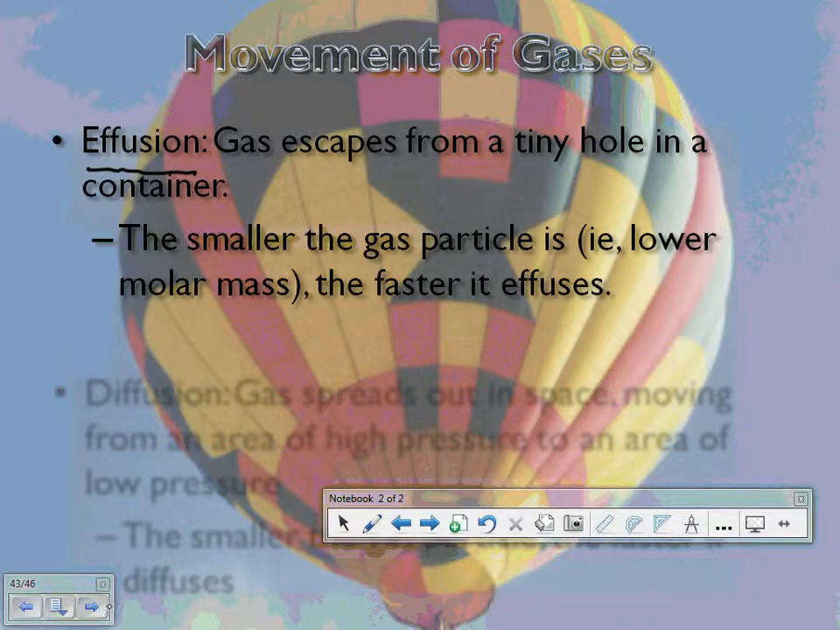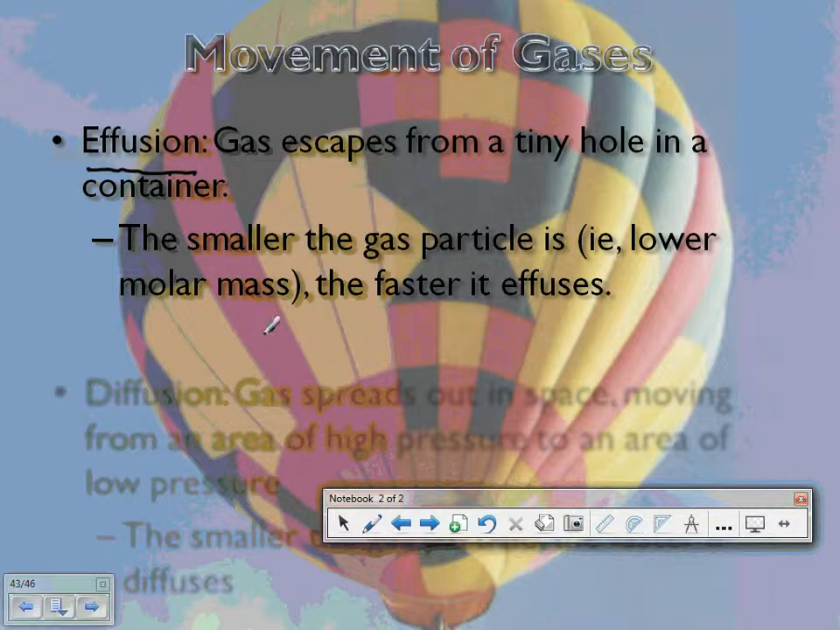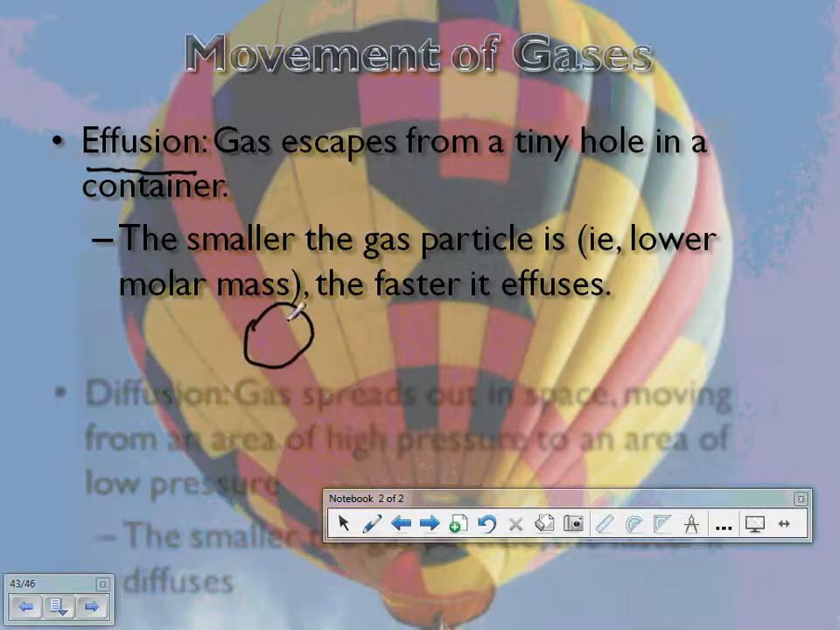And here's our rule. Smaller particles escape faster than big particles because, in general, if you have two particle sizes, one guy that's big and one guy that's small, in molecules and atoms, the skinny guy wins the race. And the fat guy can't run as fast.